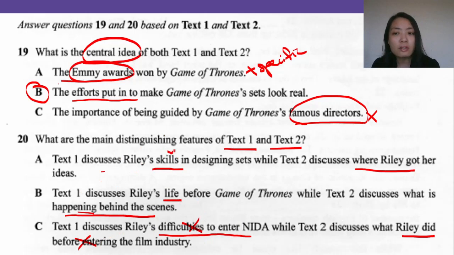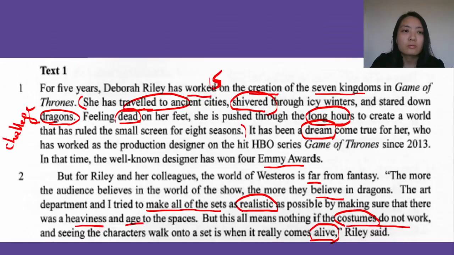And this one, maybe it talks a bit about her skills, but does it talk about where she got her ideas from or not? So we're not sure whether it's about where she got her ideas from. And then this one talks about her life and what's happening behind the scenes. So now you need to look at text 1 and see whether text 1 looks at the skill or the life. Which one more? And then you look at text 2 and you look at whether text 2 talks about where she got her ideas or what's happening behind the scene.